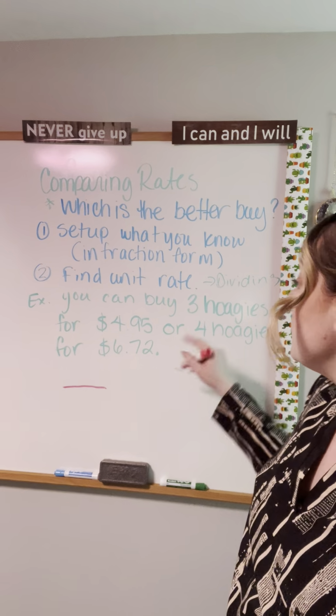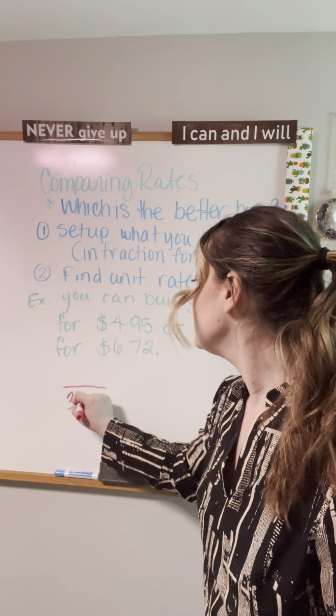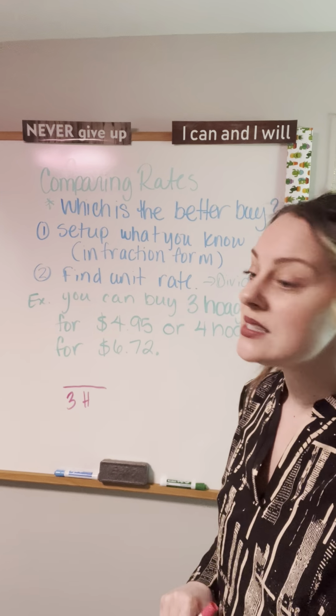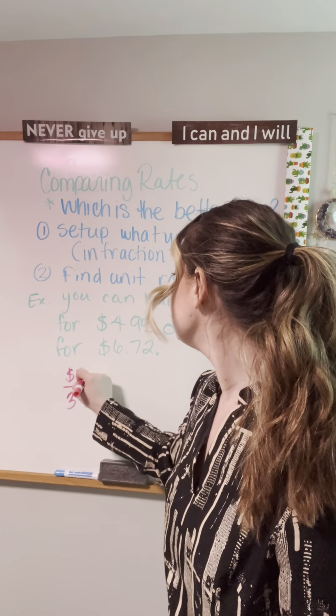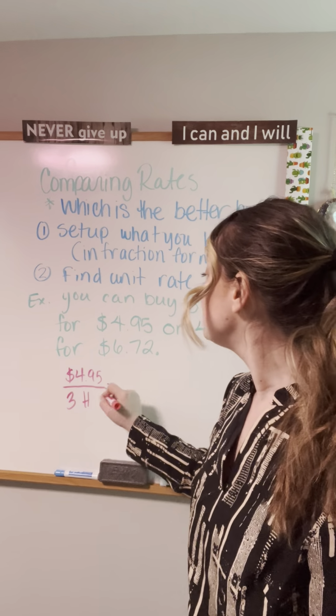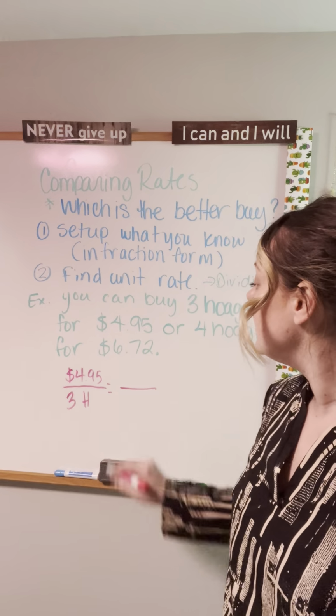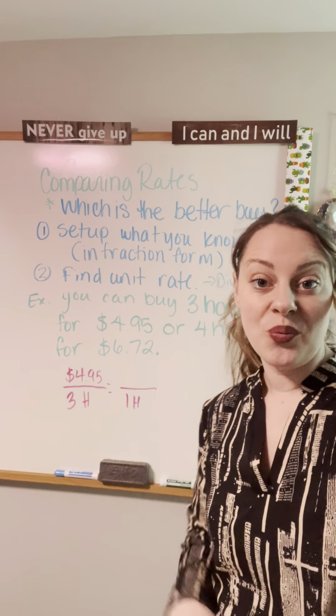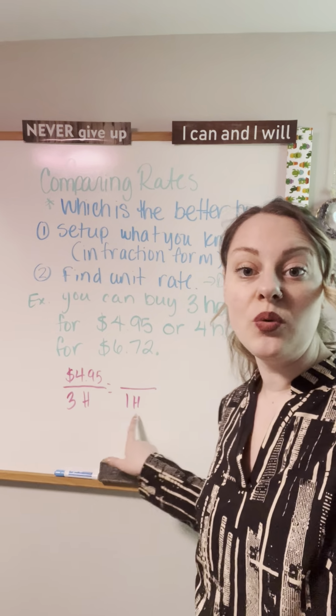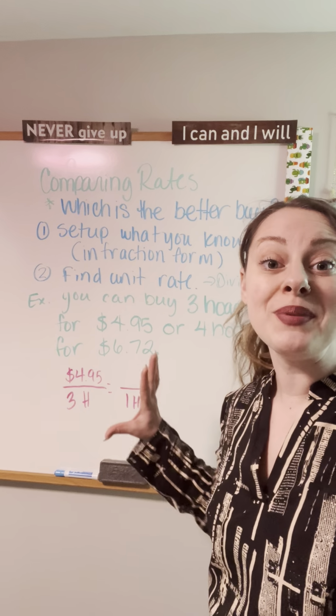So my hoagies are on the bottom. 3, and I put H for hoagies. And then that is $4.95. So here we go. That's what I know. What I'm trying to find out is how much one hoagie is. Okay, so here we go. Here's our relationship. How do you get from 3 to 1? You would divide by 3, but guess what?